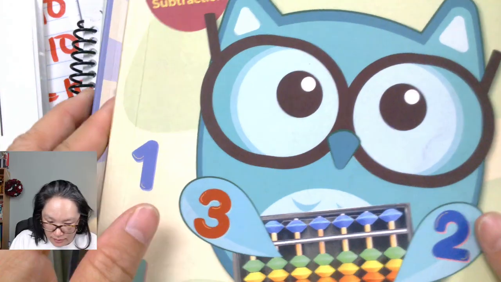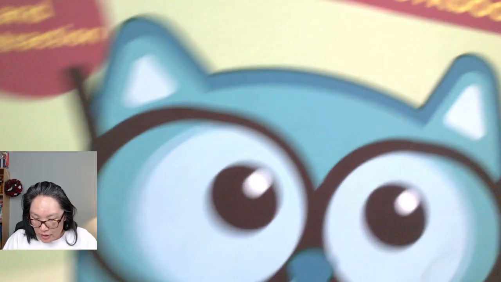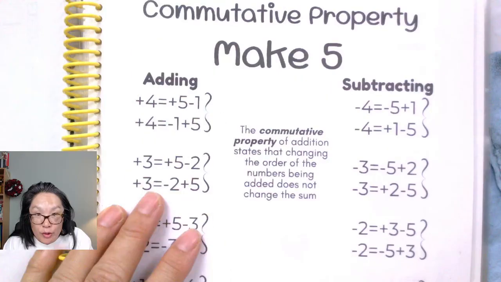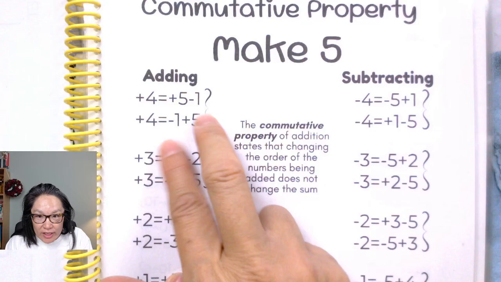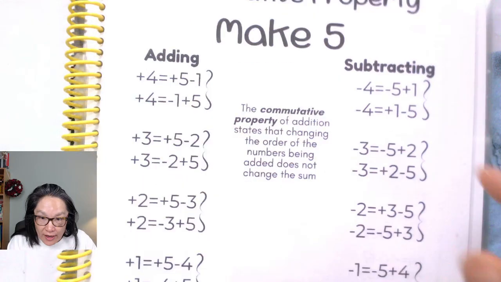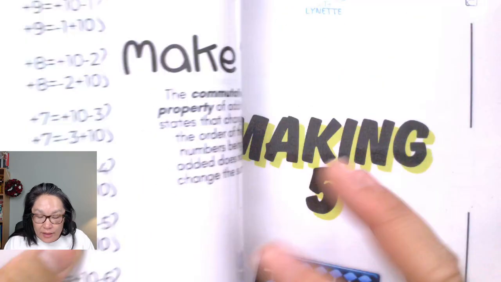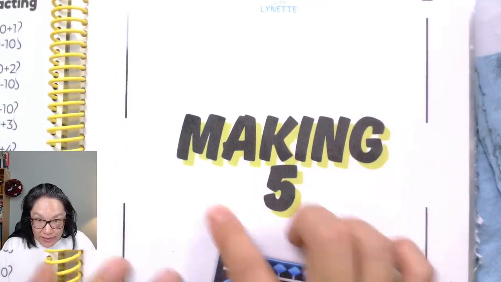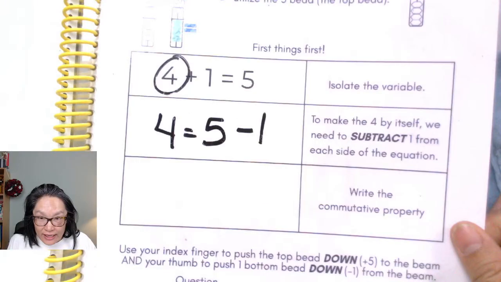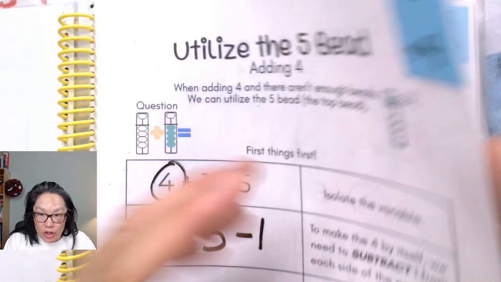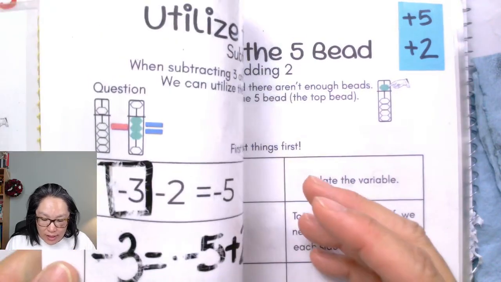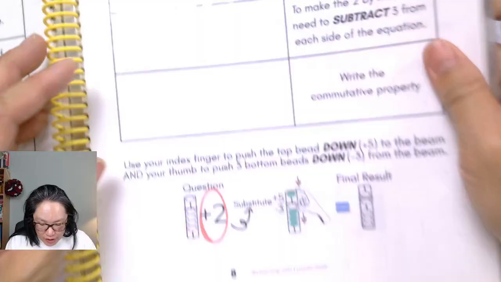Oh, good, I'm back. All right, so what is this? This is the Abacus formula, and it's kind of cool because I wrote out all of the commutative properties and how we can use them, and then this is how to make a 5. This is how to make a 10, and I have it organized in that way. So there's a making of the 5. When you know how to add the 4, you know how to subtract the 4. When you do the 3, you know how to add the 3, we're going to be able to subtract the 3. And they come with sample questions and what we're doing at the bottom.